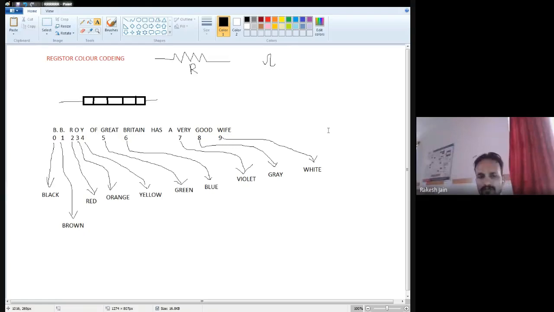So what are the values? First B for 0, that is black. Second B for brown, that value is 1. Red color value is 2. Orange color value is 3. Yellow color is 4. Green is 5. Blue is 6. Violet, that is purple, is 7. Gray means slaty, so gray is 8 and white is 9.